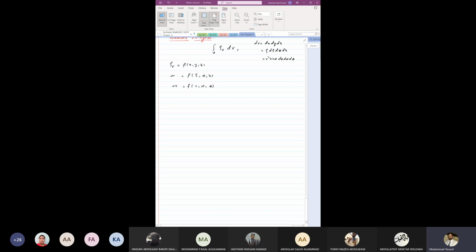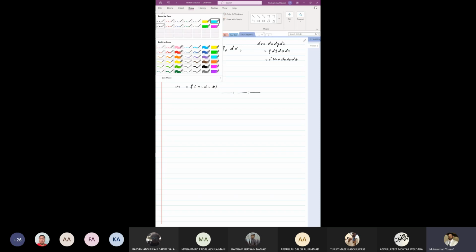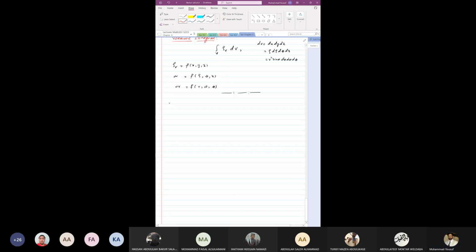What is next? What is the next thing in this chapter, section 3.4? That is the del operator.